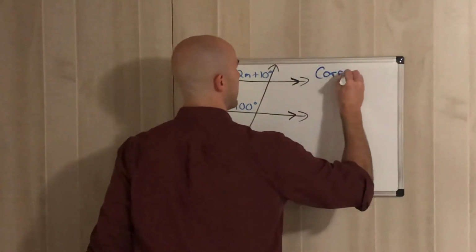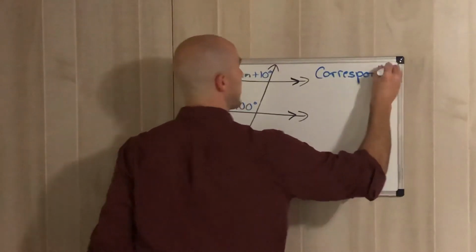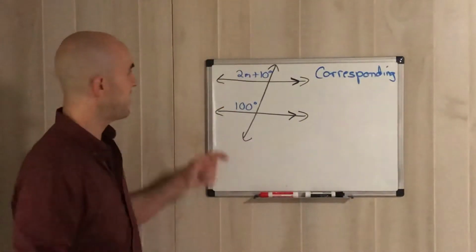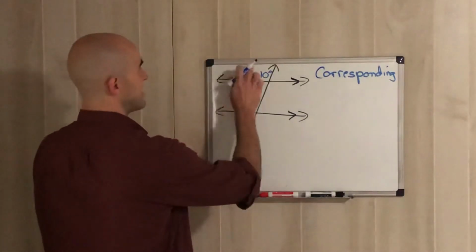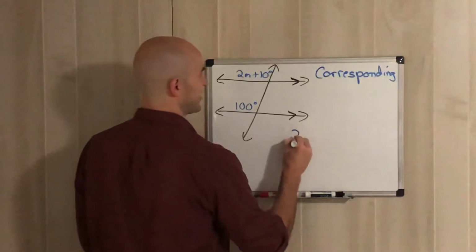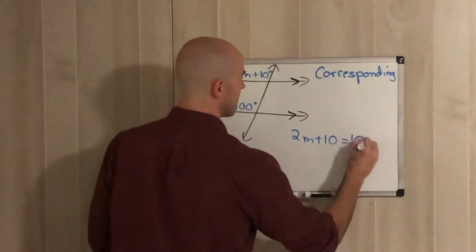They're corresponding. And what we know about corresponding angles is whenever we have corresponding angles, they're always congruent, right? So we know that this is going to be the same as that. So if this is the same as that, we write that. We know that 2m plus 10 equals 100 degrees, right?